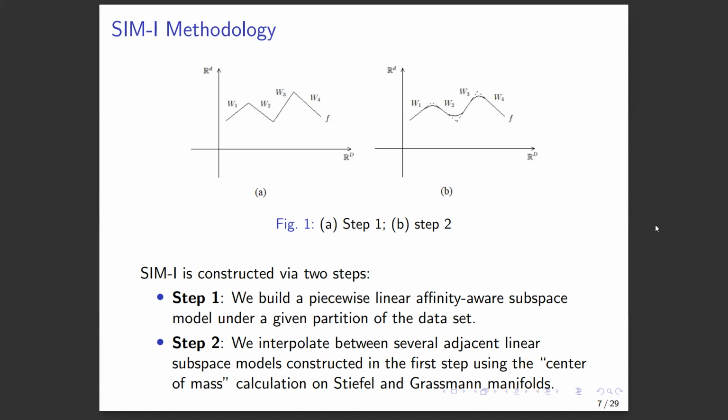This figure illustrates the core idea of our approach. Basically, SIMA-I is constructed in two primary steps. The first step is we start by creating a piecewise linear model that's aware of the data's affinity under the given partition. And then the second step involves interpolating between these models using what we call the center of mass calculation on the Stiefel and Grassmann manifold.